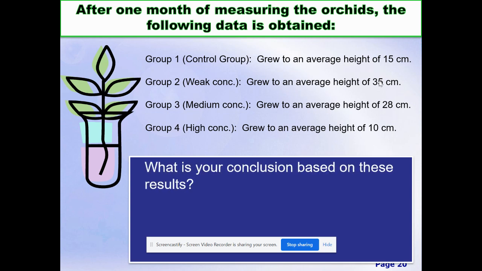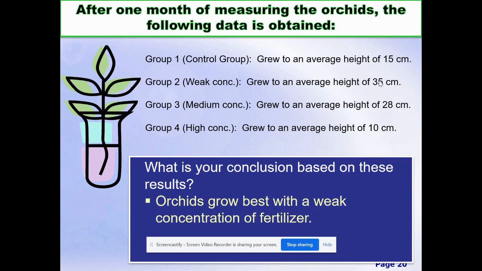So what is your conclusion based on this result? We can conclude that orchids grow best with a weak concentration of fertilizer. At medium to high concentration, plant growth is inhibited, which means that it is slowed down.